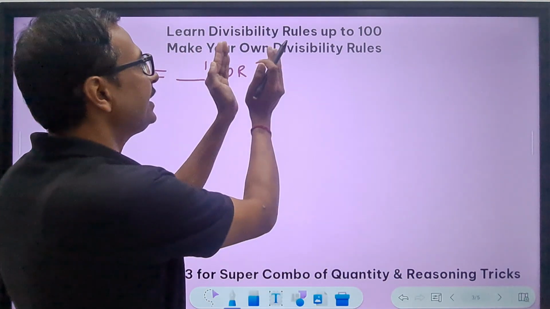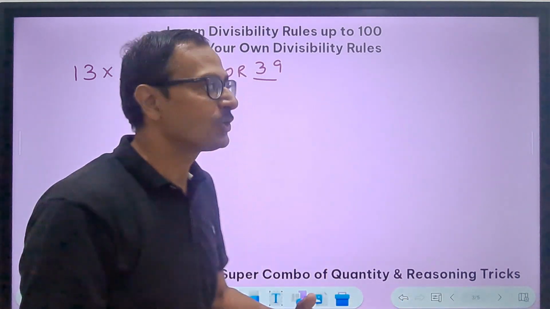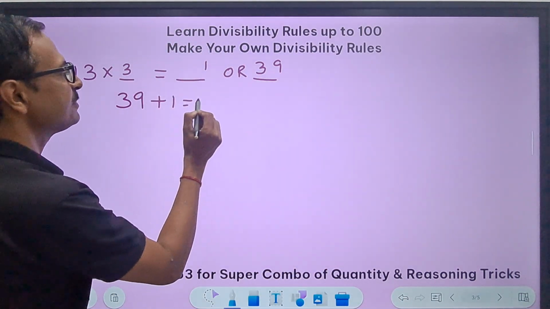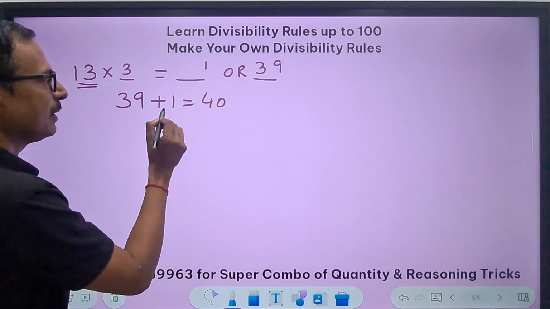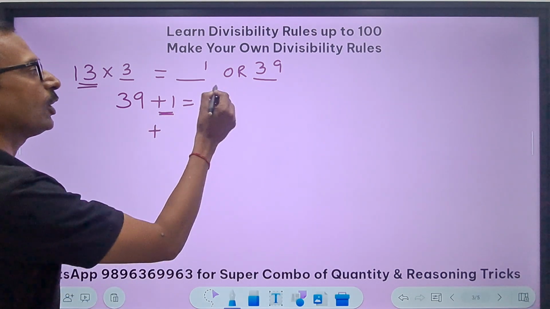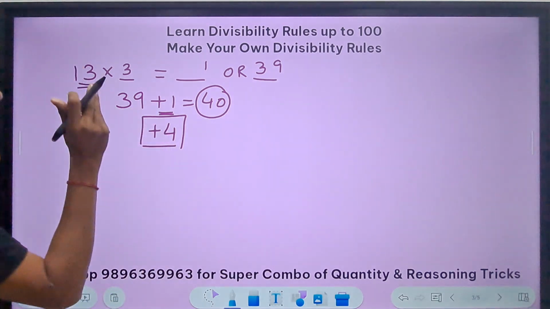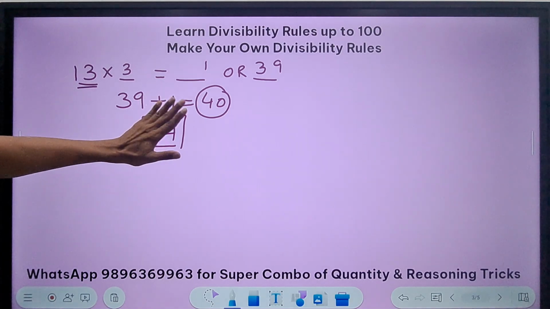So I will only take the oscillator which is smaller and easier to apply. 39, now 39 plus 1 gives me 40. So the oscillator for 13 is plus, because I have added 1 here. So plus, and how many tens are there? 4 tens. So the oscillator is plus 4. And now we can check divisibility of some numbers by 13 using the oscillator plus 4.